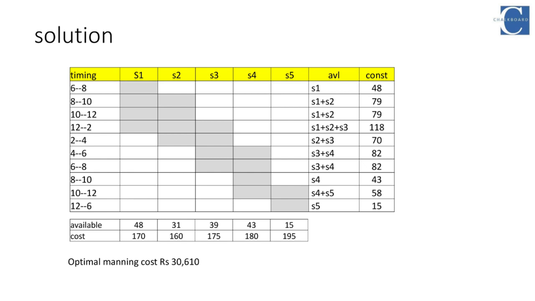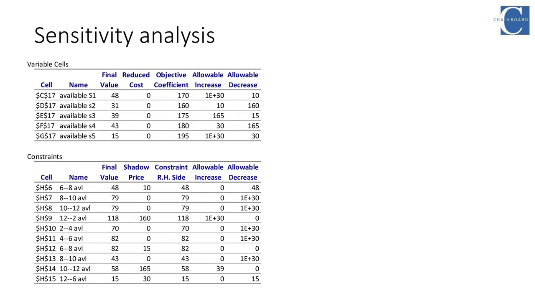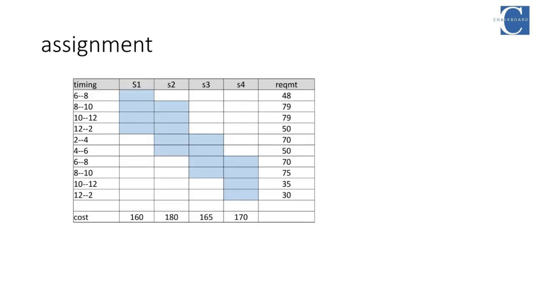As the solution indicates, the manning across shifts varies significantly, with shift 1 being the highest. The sensitivity analysis of the variable cells tells us within which range of cost the solution would remain valid, but since all the shifts are manned, there is no value of reduced costs. For the constraints, the shadow prices indicate the change per unit of relaxation of the limiting constraints.